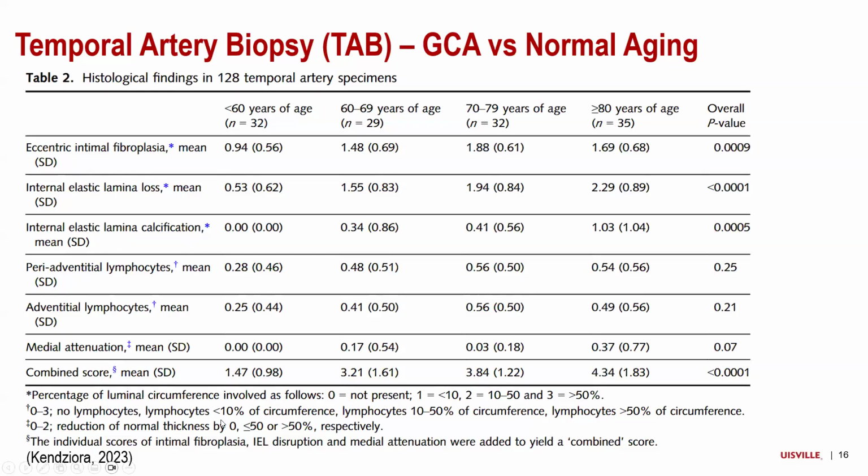loss. If you look at here, this 0.5 would suggest an under 10% loss of the internal elastic lamina. By the time you're 60 to 80, you've lost between 10 and 50% of your internal elastic lamina. By the time you're over 80, many patients have lost close to around 50% of their internal elastic lamina. Similarly, if you look at intimal fibroplasia, you see a similar correlation with age.